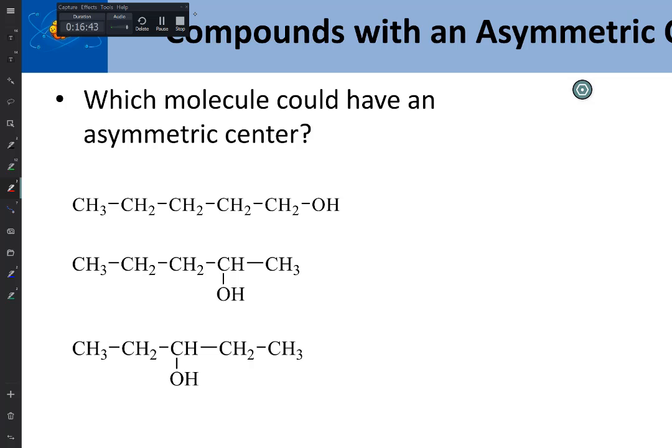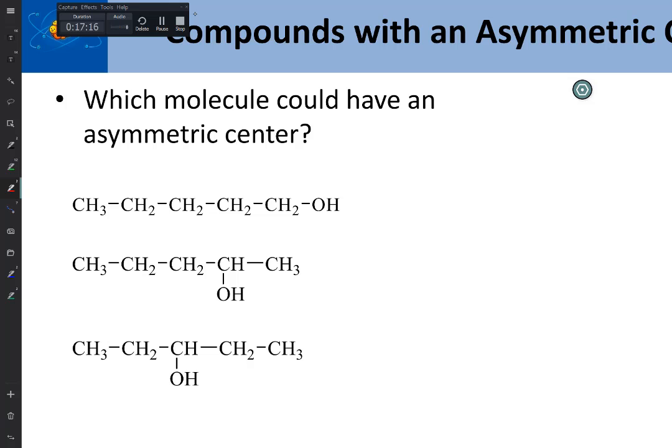What about this one down here? Yes, no, yes? Yes. Yeah, because it goes C3, C2, CH, C2, C3. So what's this? Ethyl. What's that? Ethyl. So it can't have four different groups. It's achiral. So we would say the first one and the third one are achiral and this middle one is chiral. It has a stereocenter and can be chiral.